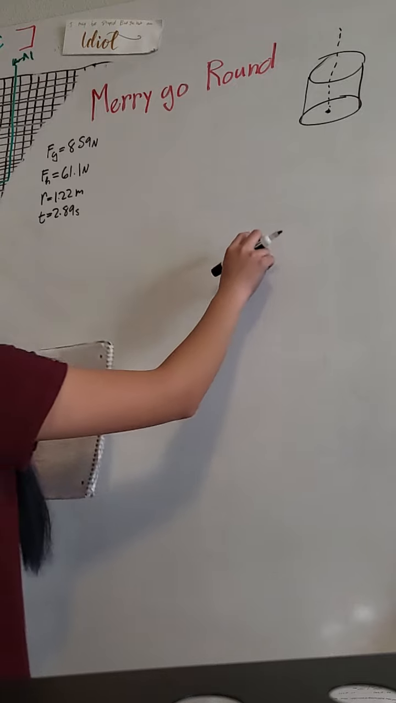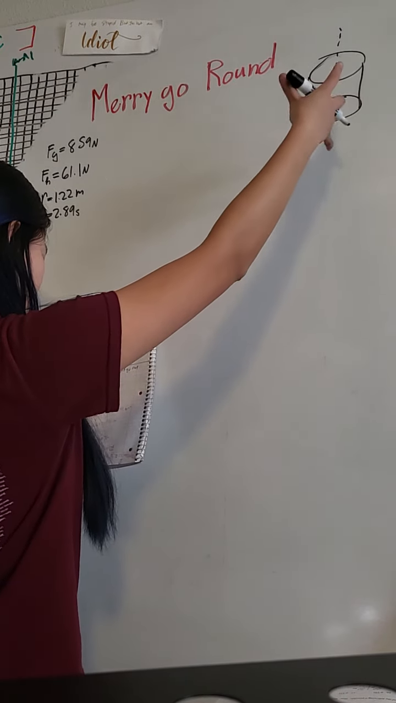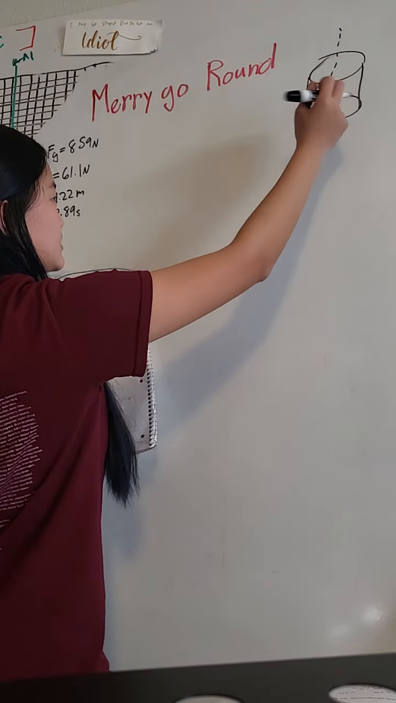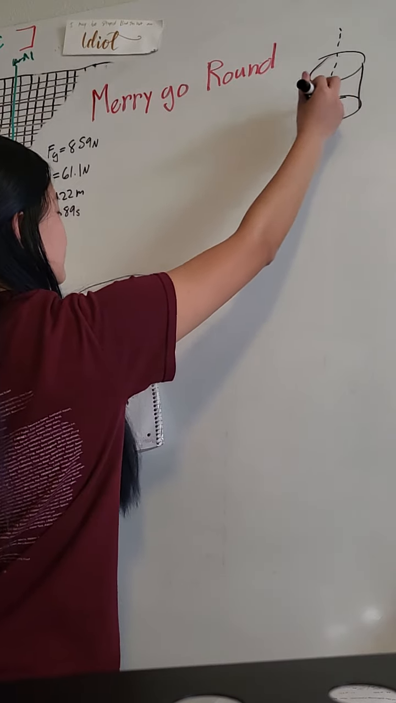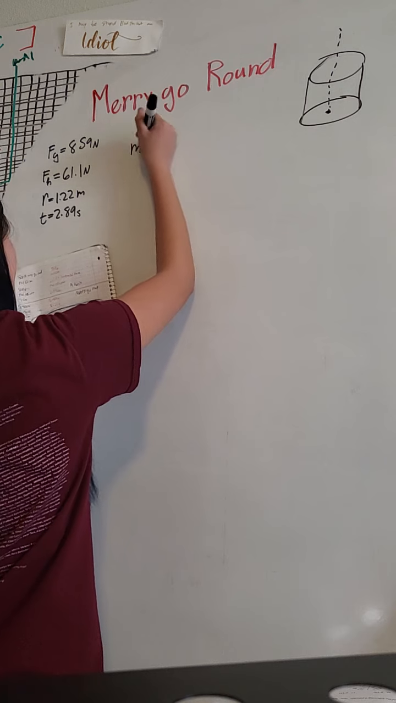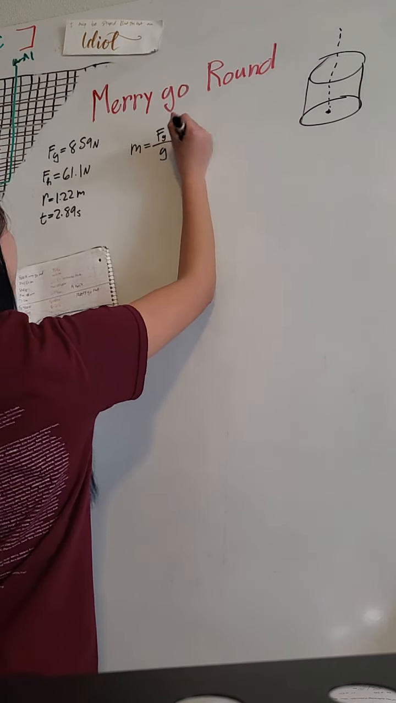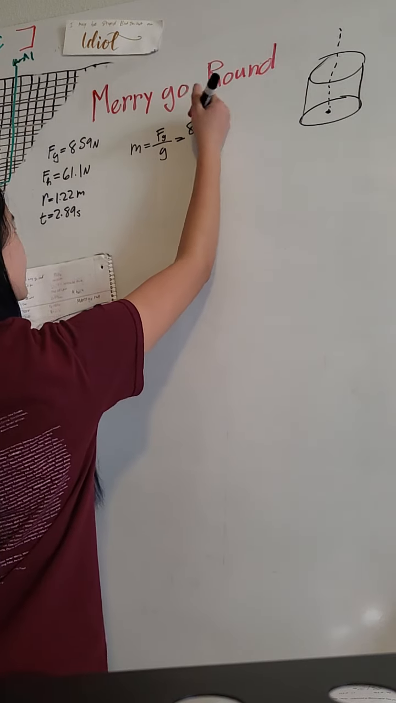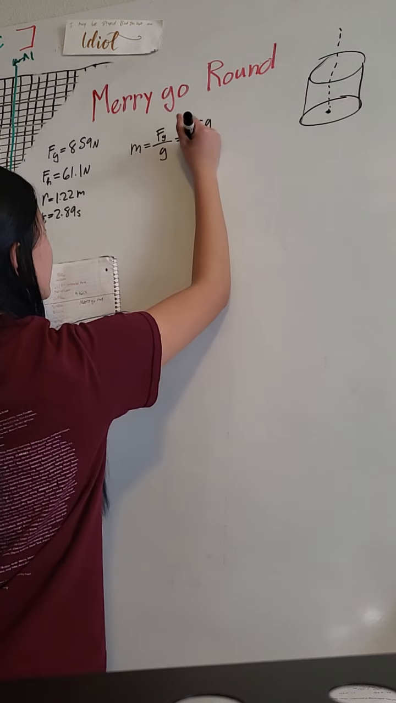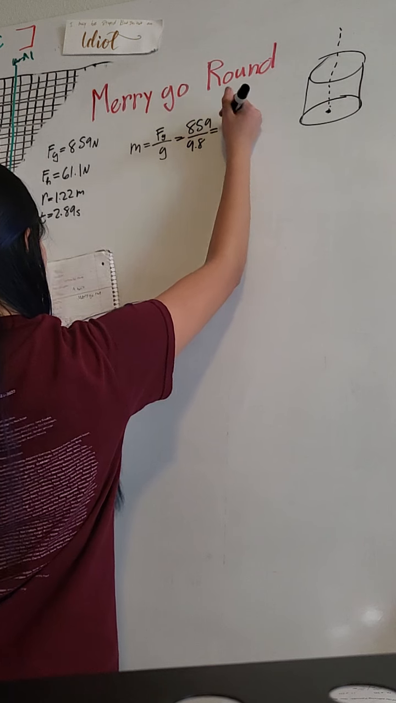The first thing we need to do is find the moment of inertia, and that's related to this entire thing. And then we need to find the mass of the disk, meaning the rotating disk at the bottom. To find the mass of the disk, m is equal to Fg, force of gravity, all over gravity. It gives us 859 newtons, all over 9.8. That's gravity right there. And that gives us the mass.